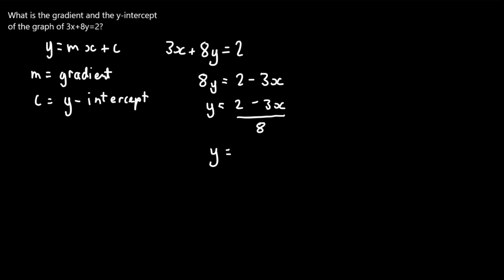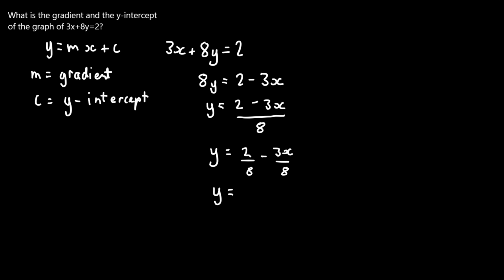Let's split up the fraction. So if your numerator, the part on top of the fraction, is getting divided by a single term on the bottom, you can just split it up. So 2 over 8 minus 3x over 8. This is still looking a little bit not quite the same as y equals mx plus c. So we can just change the order of some of these terms around.